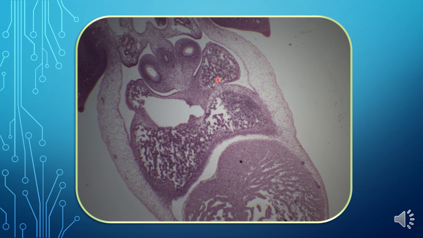Ventral to the ventral mesentery, you can see these structures, the liver, and the liver containing a large duct. This duct is called the ductus venosus, and also you can see the sinusoids of the liver.